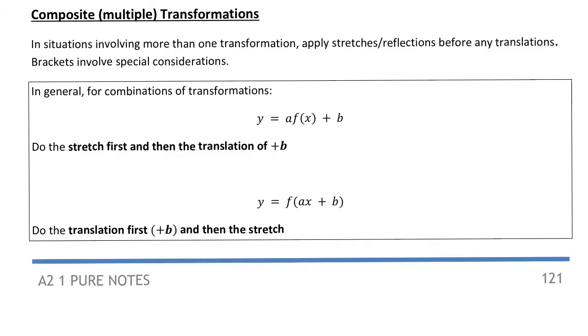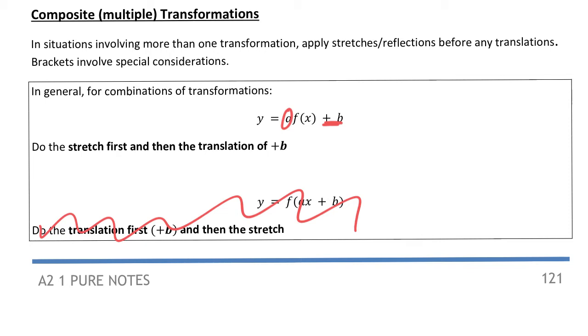When we're looking at multiple transformations or composite transformations, we have to apply the stretches and the reflections before any translations. Brackets involve special considerations, but this isn't really on the course. So the way we think about it is kind of in terms of BODMAS still. So we do the multiplication before we would do the addition, and that would mean that we'd do the stretching before the movement, the translation. So think about BODMAS, and that's the way we do it.